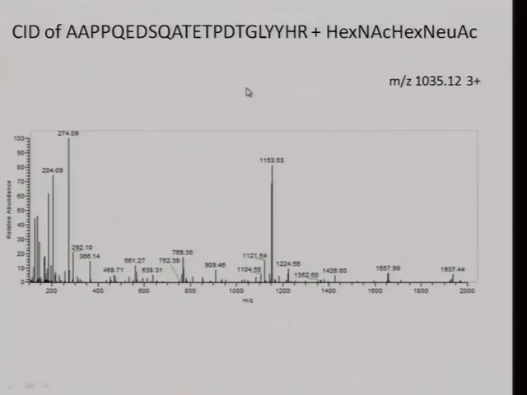So we can see, yeah, we've got the big 274, which is confirming the fact it's got the sialic acid on there, and we've even got the 204 for the HexNAc and the 366 for the HexNAc-Hex. So we have all the fragment lines for that, and this is presumably the intact peptide with the sugar falling off. So this is probably doubly charged.